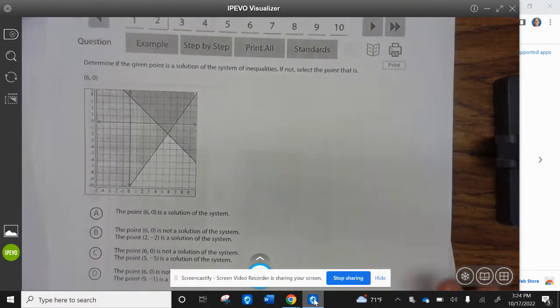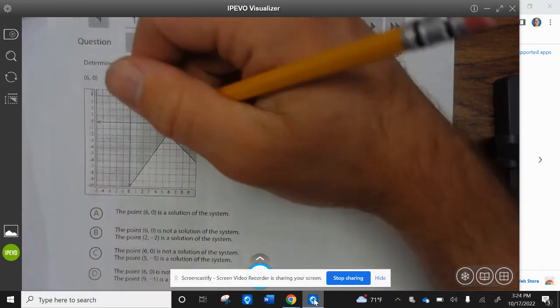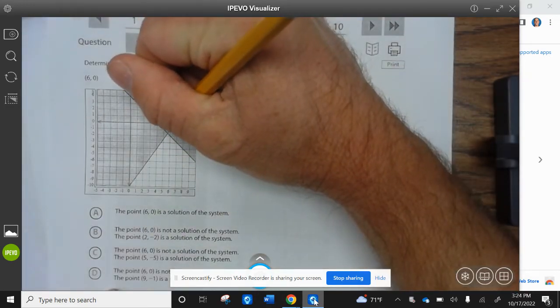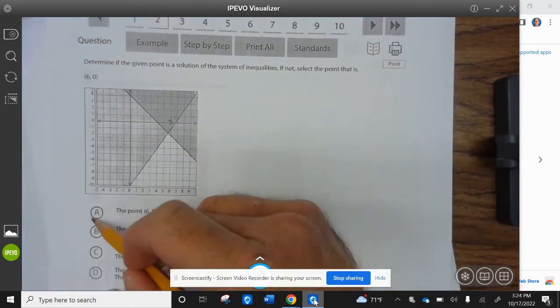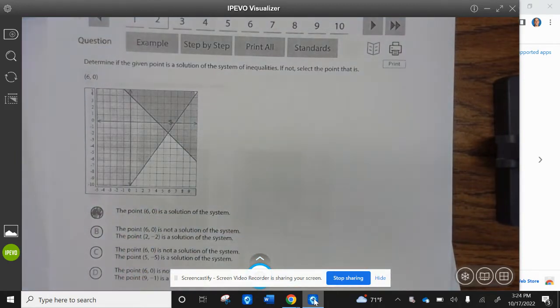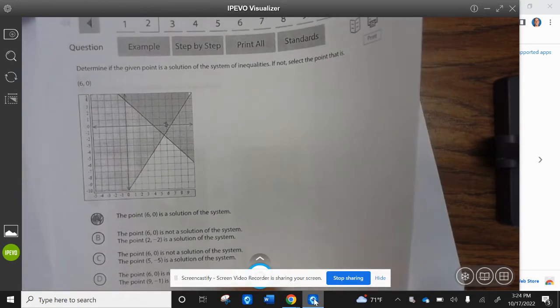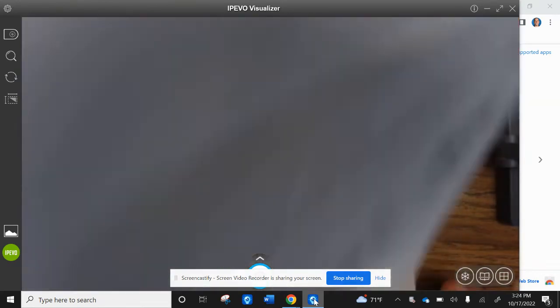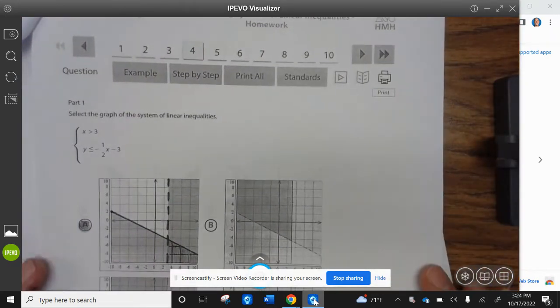All right, let's take a look at the next example. Determine if the given point is the solution of the system of inequalities. If not, select the point that is. So 6, 0 is right here. That is in the dark shaded region, so that is a solution to the system. All right, let's take a look at the next example. Select the graph of the system of inequalities.